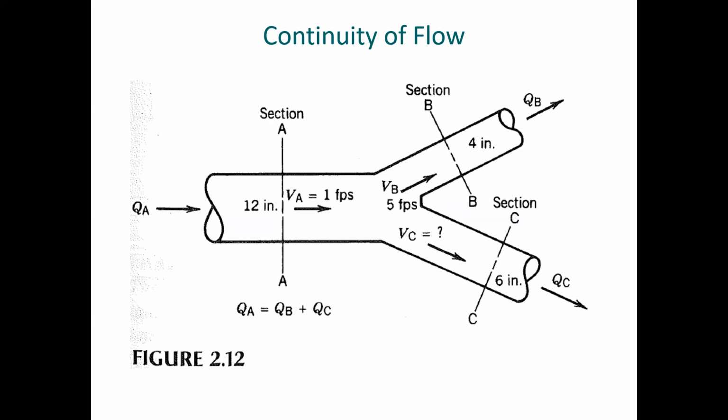Similarly, you could have one big pipe leading to two small pipes, and the total quantity of water is equal to the sum of the quantity of water in those two subpipes. Like I said, I won't be asking you these kinds of questions, so I'm just going to move on from that.